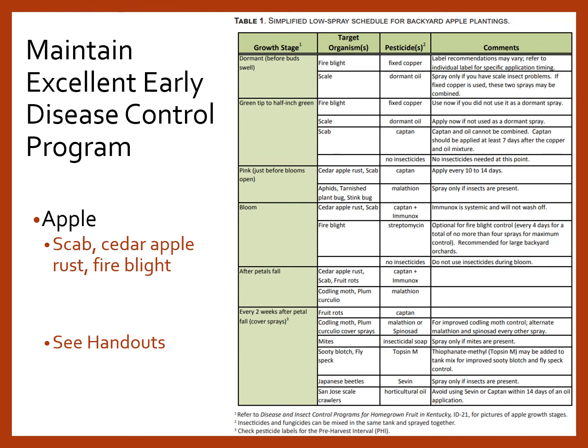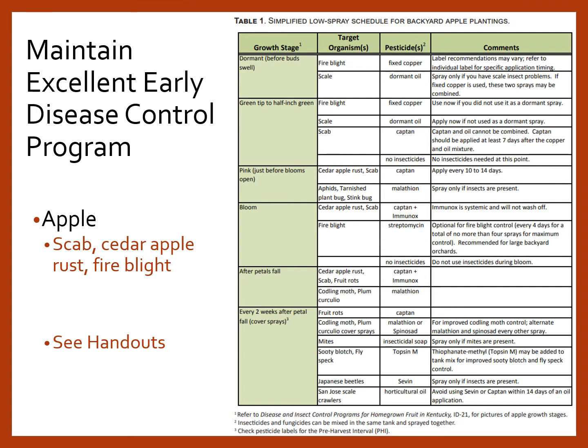Then after your petals fall, we're going to spray Cap-10 and Immunox for cedar apple rust, scab, fruit rot, those kinds of things. And then we're going to spray Malathion for codling moth and plum curculio, which every year are going to be out there, so you know you're going to have to hit them with that one. And then every 2 weeks after that, which this still seems like a lot of spraying, I know, but if you follow this, you'll make sure you get good fruit.